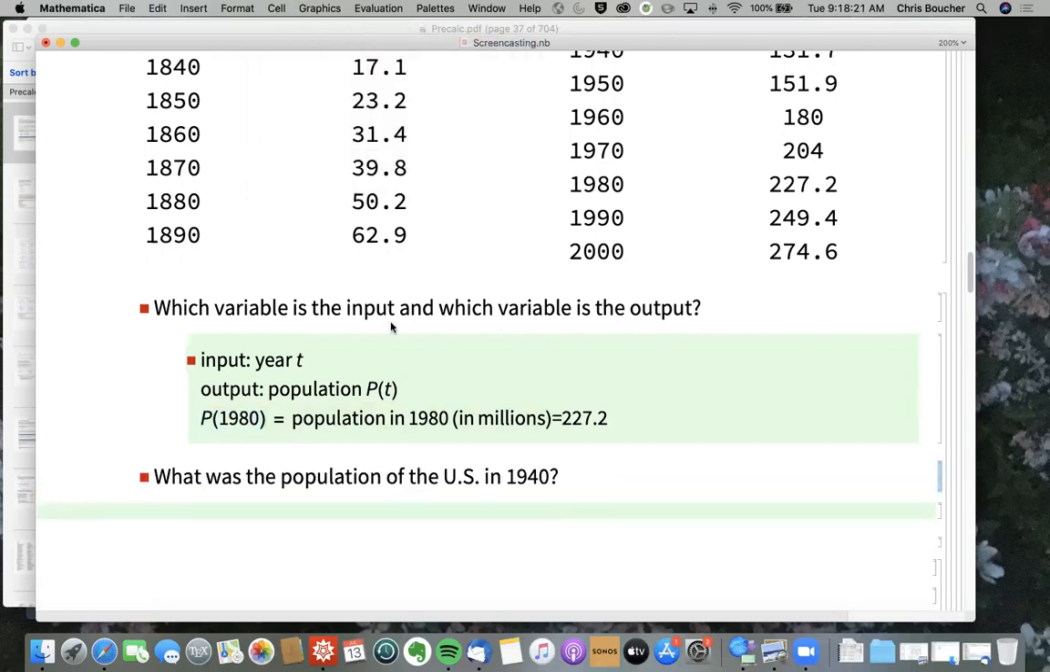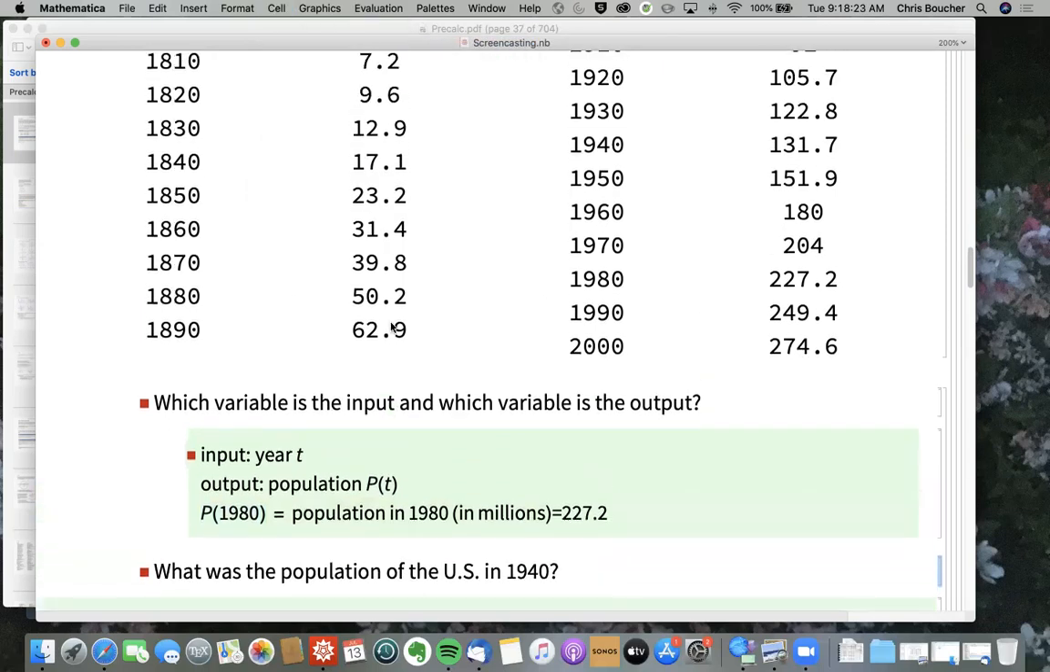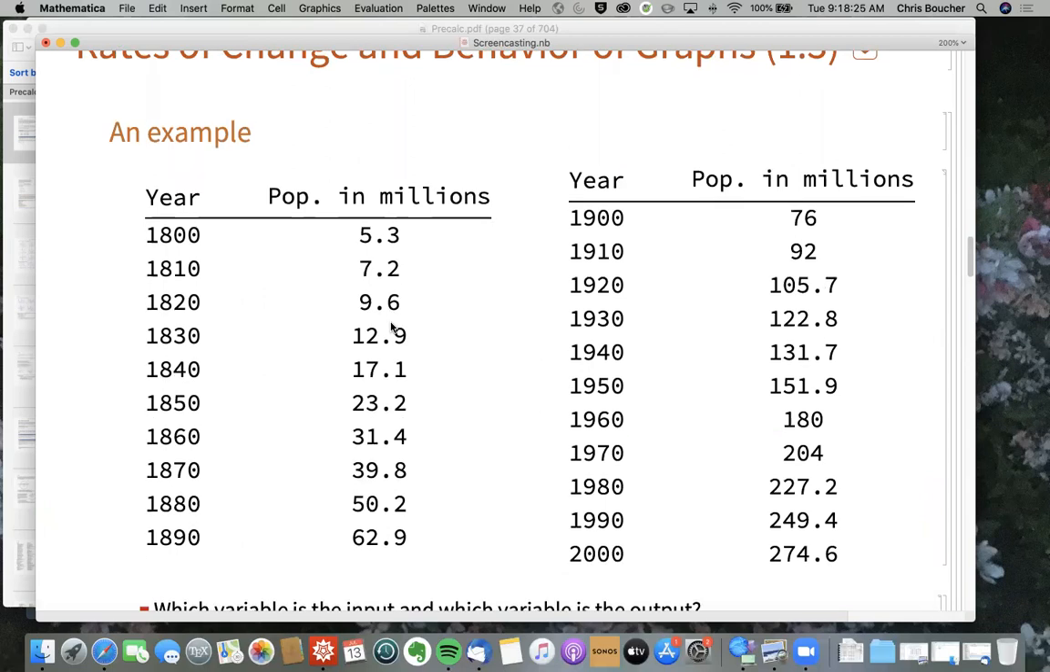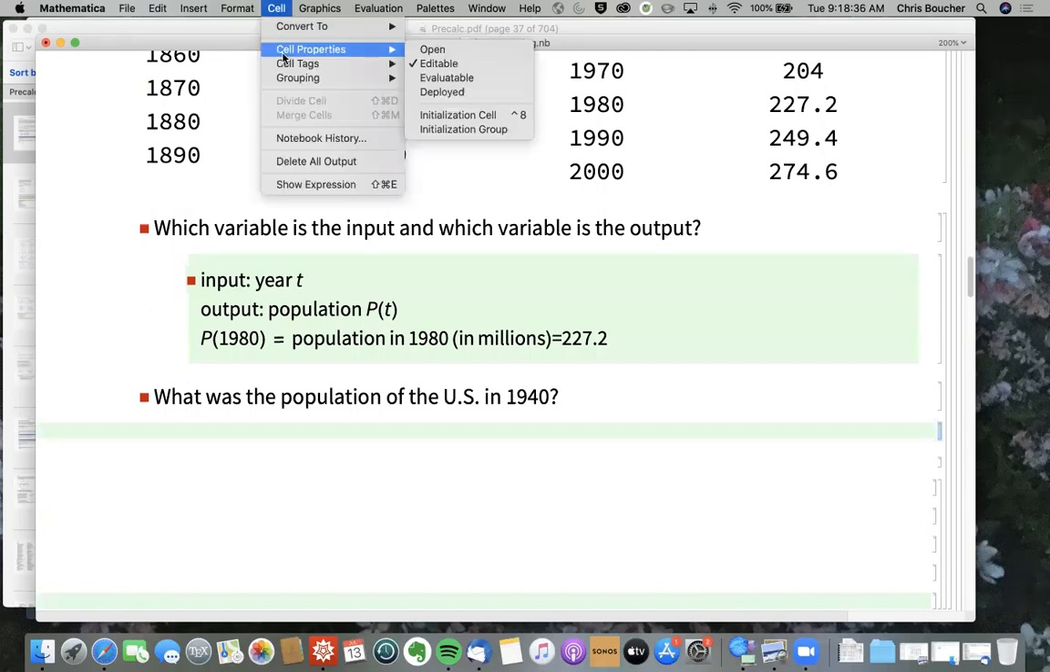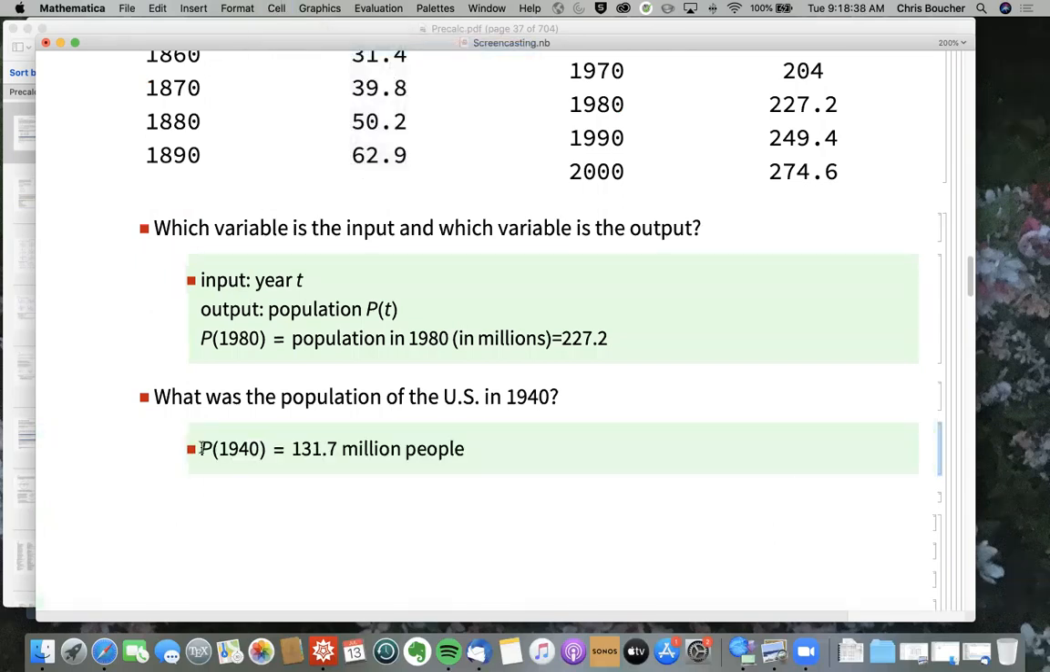What was the population of the US in 1940? Very straightforward question. You don't even probably need to express the model to figure this out. We just go up to this row right here and can see that the population was 131.7 million. It's worth noting that we can express this in functional notation by writing P of 1940 is equal to 131.7.